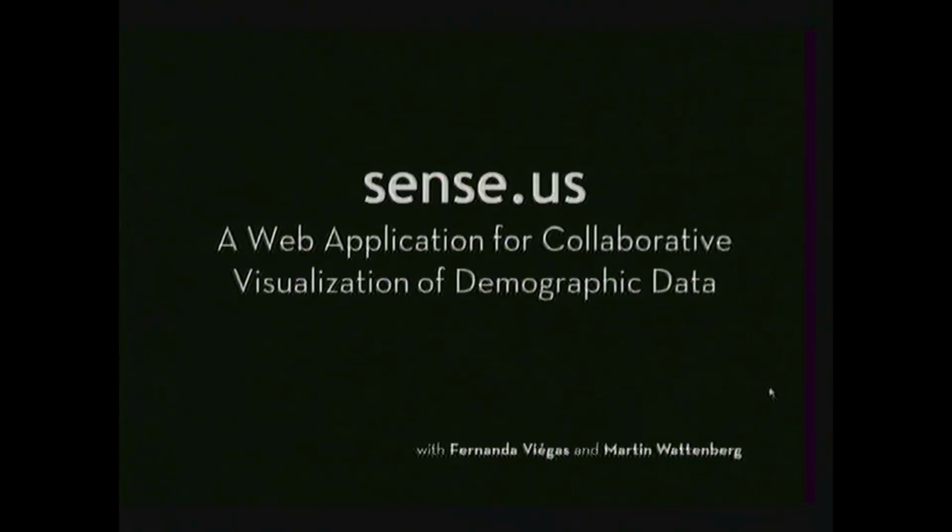And we built a system called Census, or Sense.us, which is a system for collaborative visualization of demographic data. So we wanted to pick an interesting data set, which in this case was 150 years of United States Census data. And we wanted to explore, well, if you take visualizations, but you start adding social collaborative features, how does that affect the analysis process, particularly in its early exploratory phases? And so I'll show you a demo of that system now.